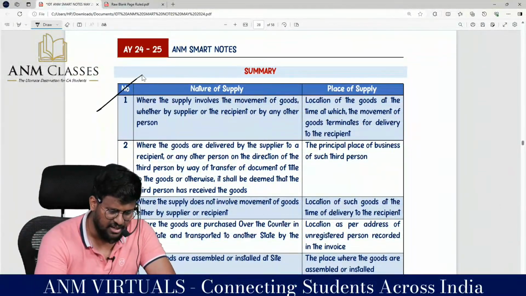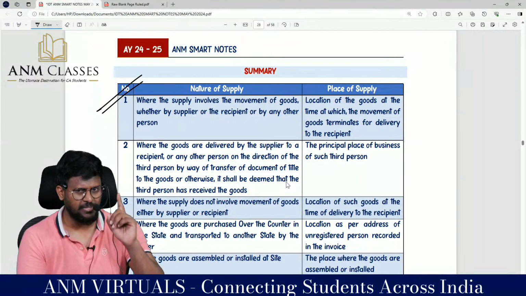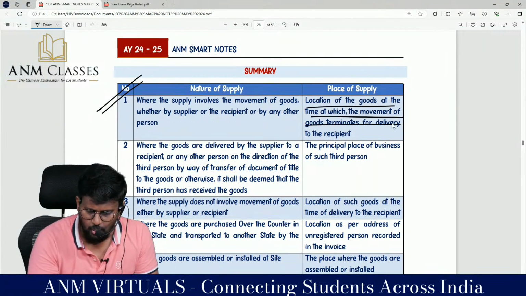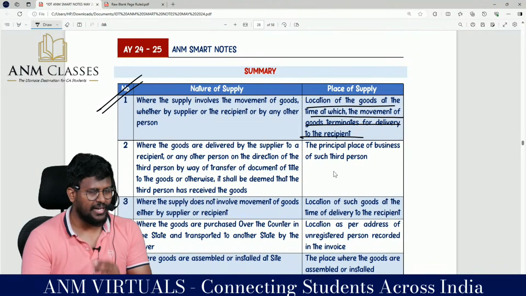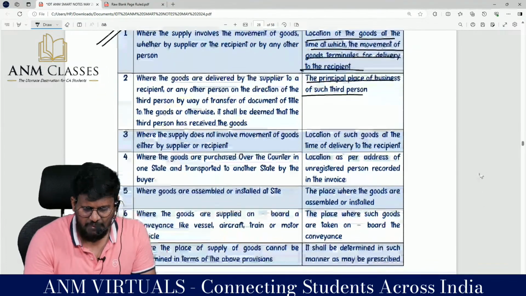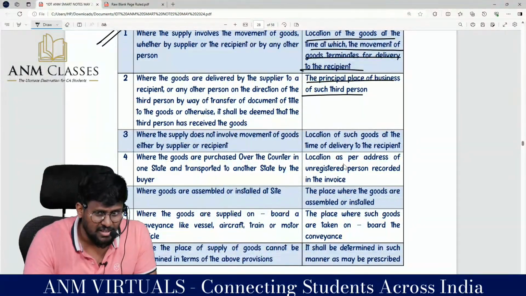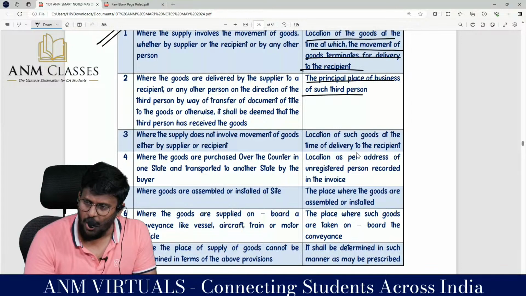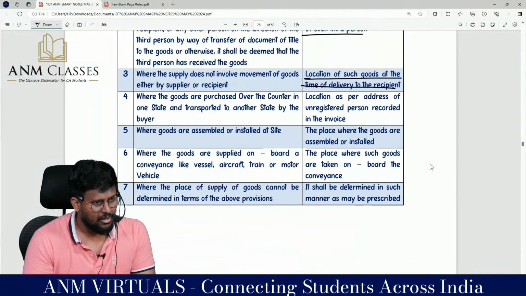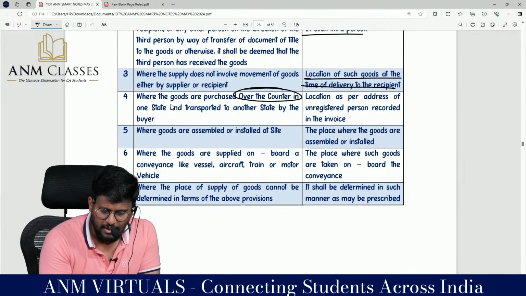Shall I recall quickly? Yes sir. 10 subsection 1 clause A says supply involves movement of goods: location of the goods at which the movement of the goods terminates for delivery to the recipient. 10 subsection 1 clause B, bill to ship to: that means principal place of the recipient. 10 subsection 1 clause C, that is supply does not involve movement of goods: location of such goods at the time of delivery. Yes, 10 subsection 1 clause CA, over the counter.